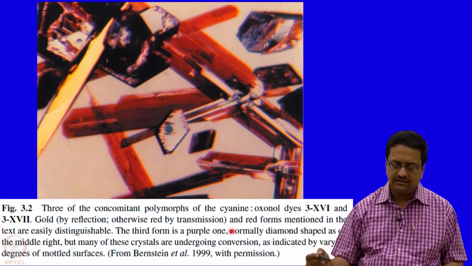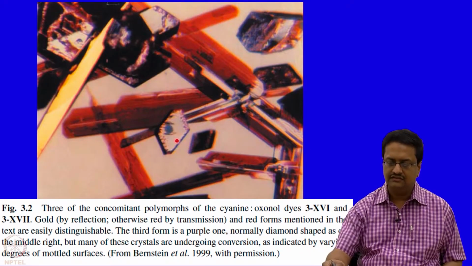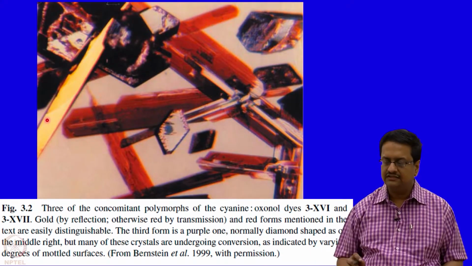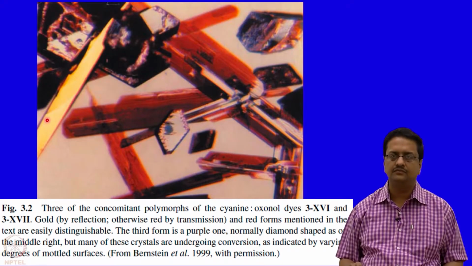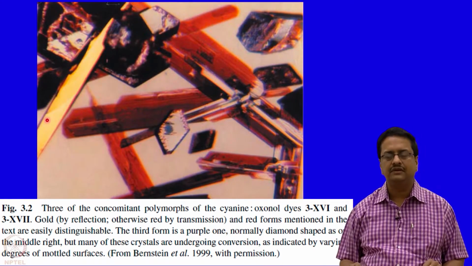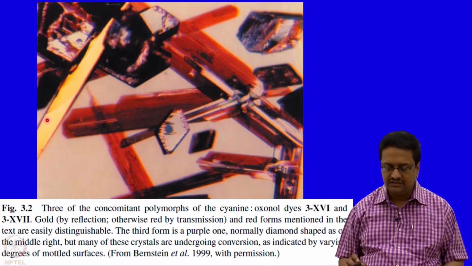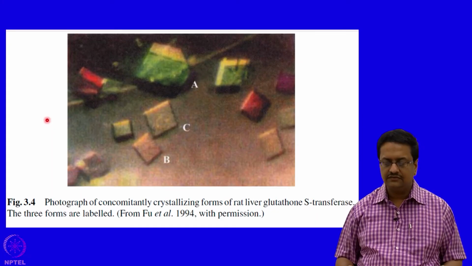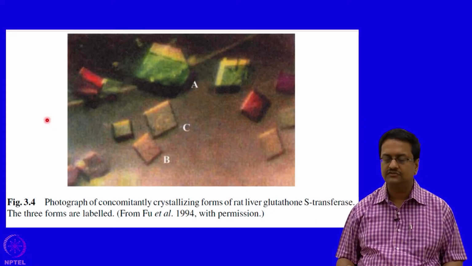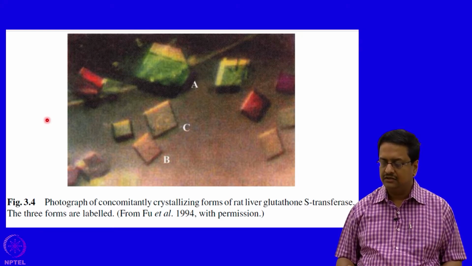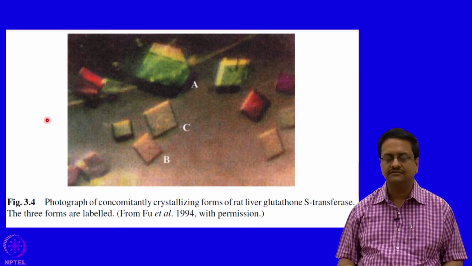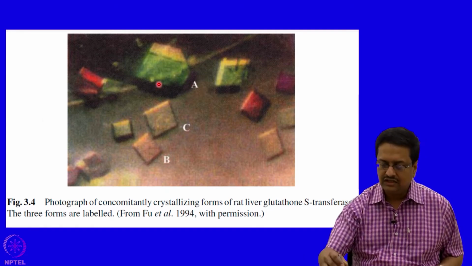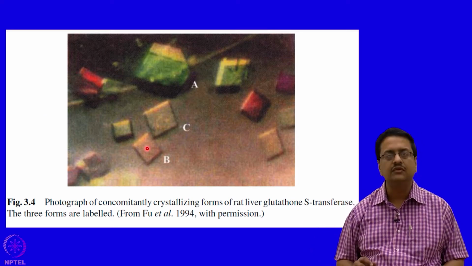So, you can see there are three different colors: colorless, orange and yellow. So, this indicates that different crystalline forms of a particular compound may have different colors as well, and you can see these are different shapes as well. So, here this is a photograph of concomitantly crystallizing forms of a rat liver glutathione S-transferase. So, the three forms are labeled as A, B and C, and you can see these forms have different morphologies.